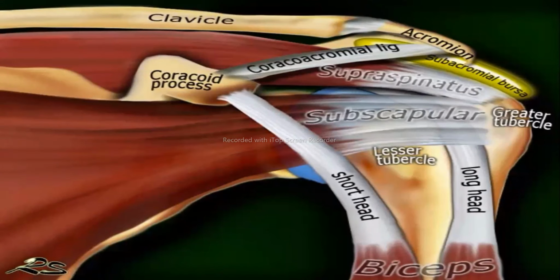Bones, ligaments, joints. So here you have the clavicle, and also here scapula. So the scapula here, acromion and coracoid process. So you have ligament here between the clavicle and the acromion. You have ligament between the coracoid process and acromion. So from the name coracoid, it's coracoacromion, between coracoid and acromion.